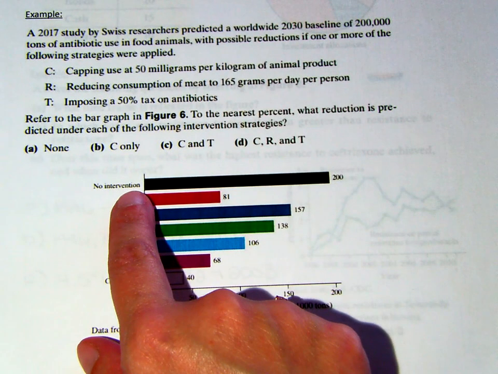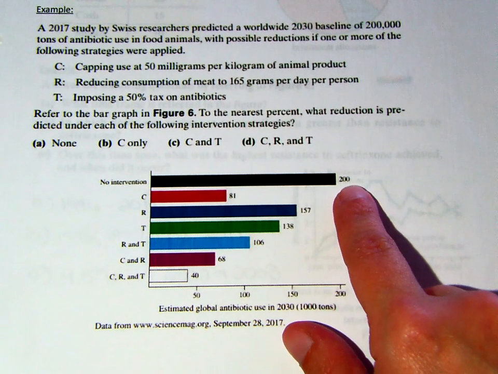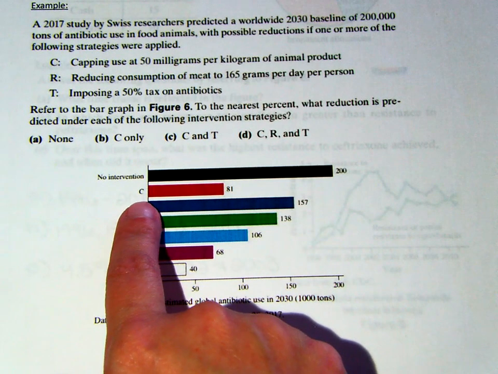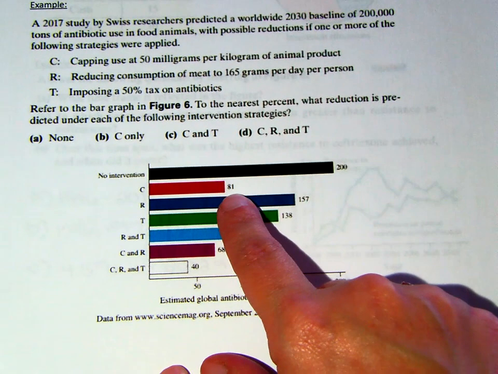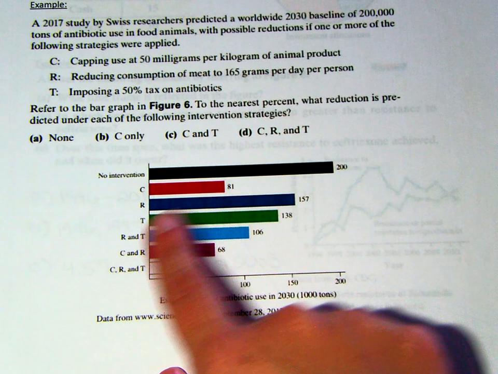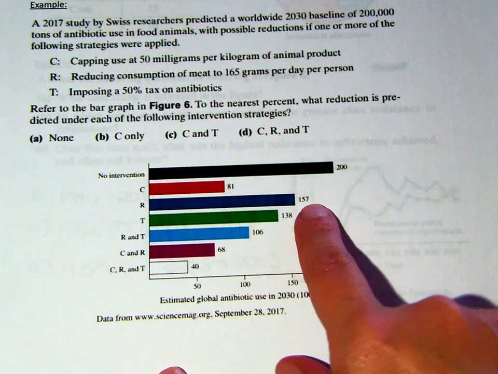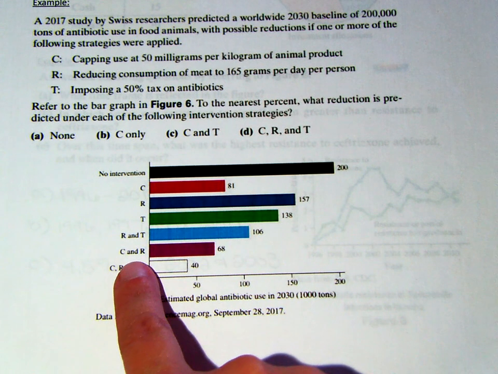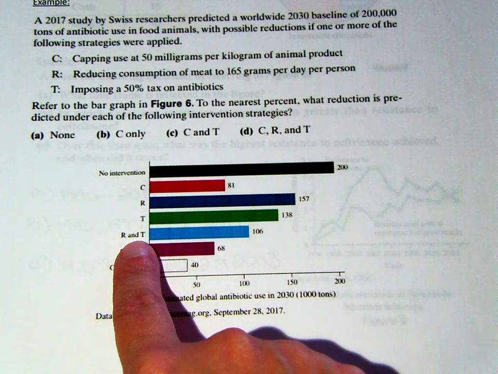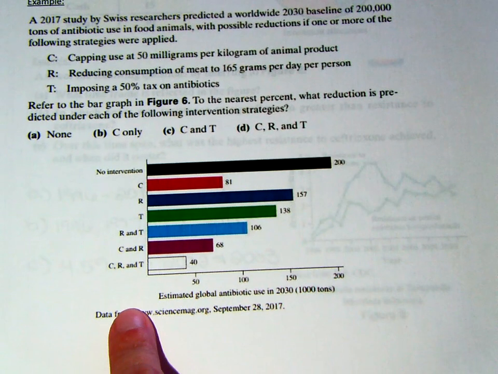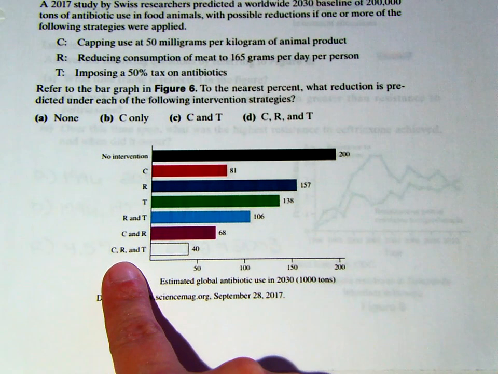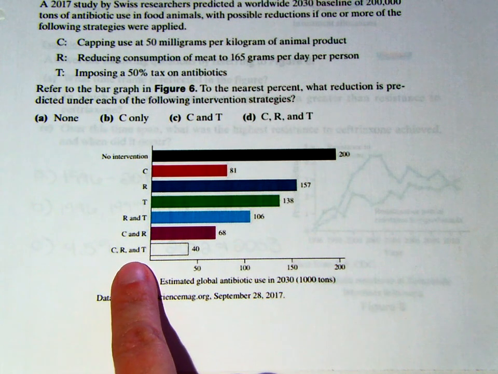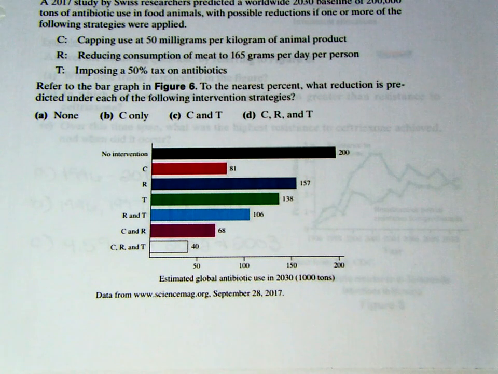And we see they're predicting that if we use the capping, it's going to be down to 81 tons of antibiotics. If we use the reducing the consumption, it's at 157. If we do the tax, it's 138. And then they do some different combinations. If we combine the reducing and tax and so on and so forth, we see that we have the biggest reduction in the use of antibiotics if we use all three. If we cap it, reduce the amount that people consume, and if we tax it, we're down to 40 tons of antibiotics.